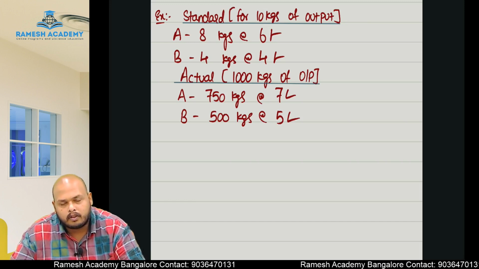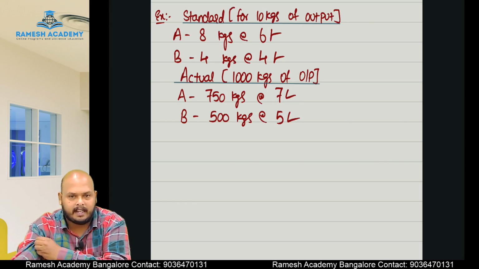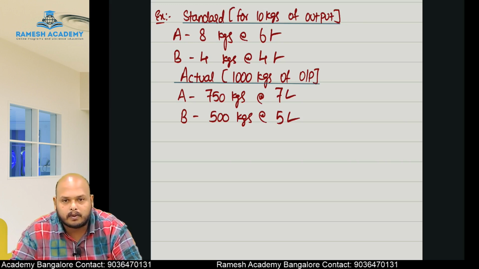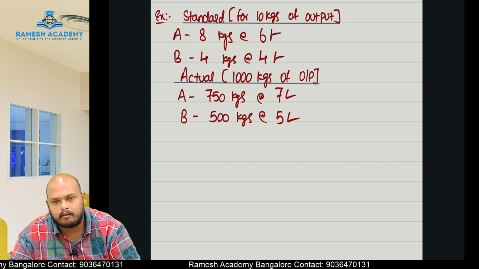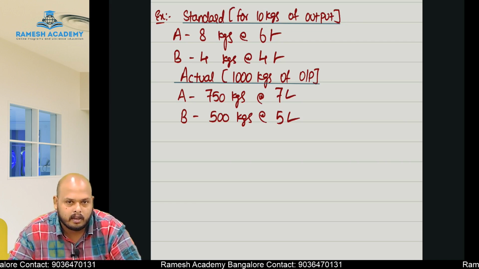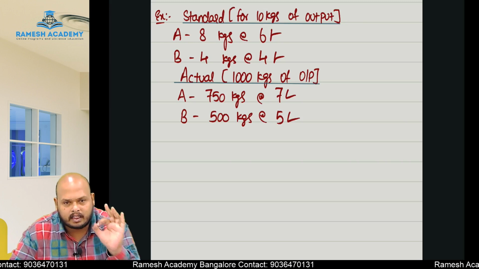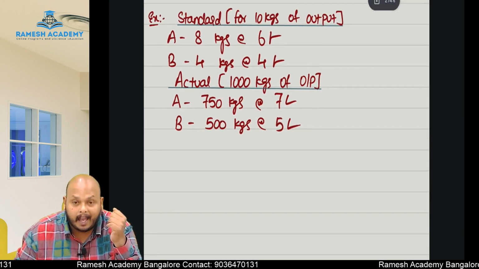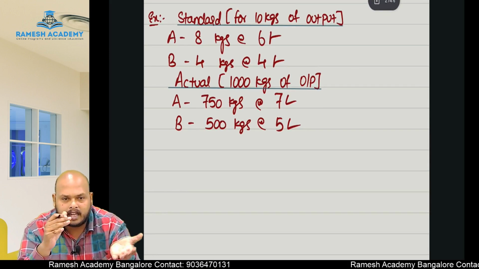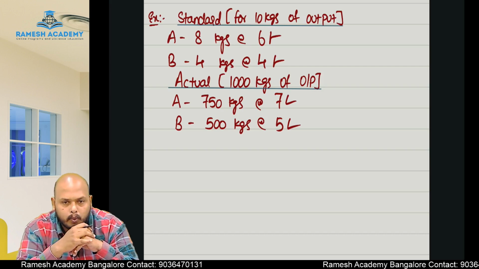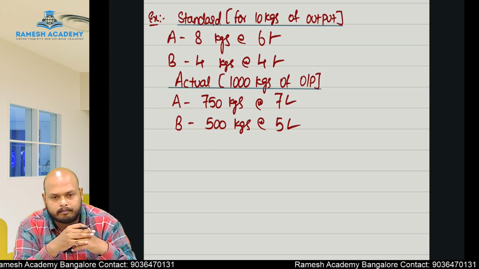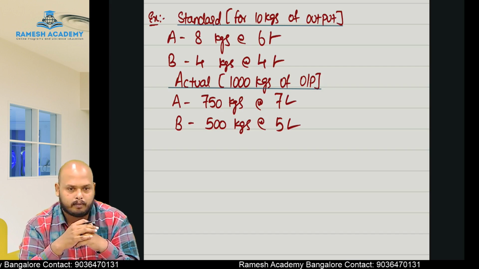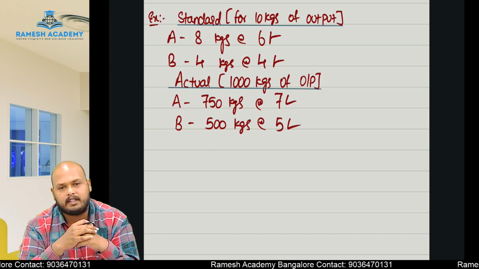So the given information is: standard is given for 10 kgs of output, and actual is given for 1000 kgs of output. The first thing to keep in mind is that when we compare the standard with actual, both the standard and actual information should be on a unique platform. Otherwise, comparison is not possible.